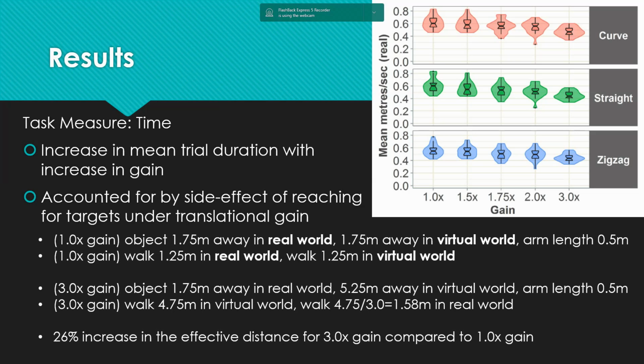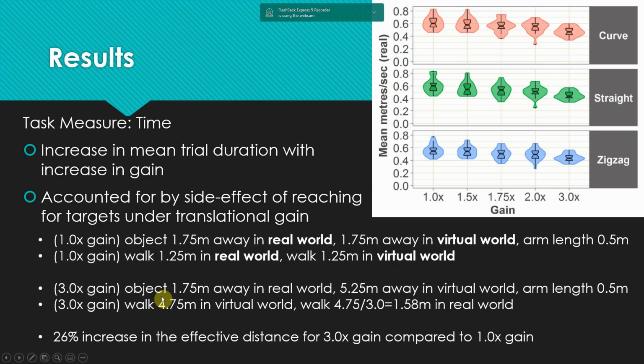You have to travel more when there is a gain. For example, let's say the object is 1.75 meters away in the real world and 1.75 meters away in the virtual world, and the arm length is 0.5 meters. Then the person has to walk 1.25 meters in the real world and 1.25 meters in the virtual world. With 1x, this is simple enough.